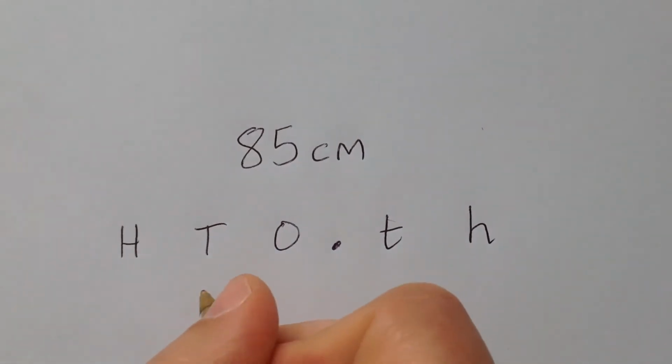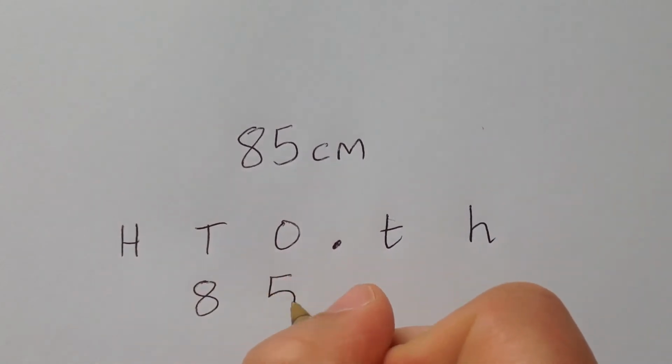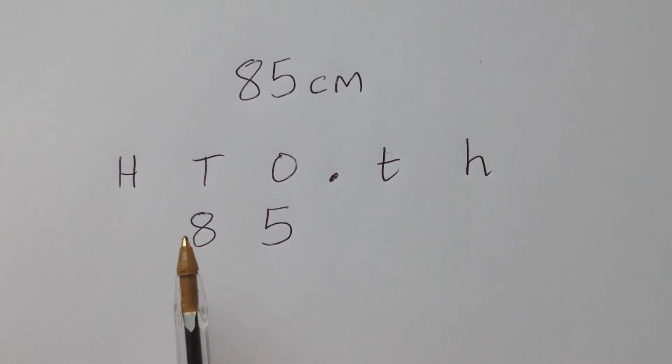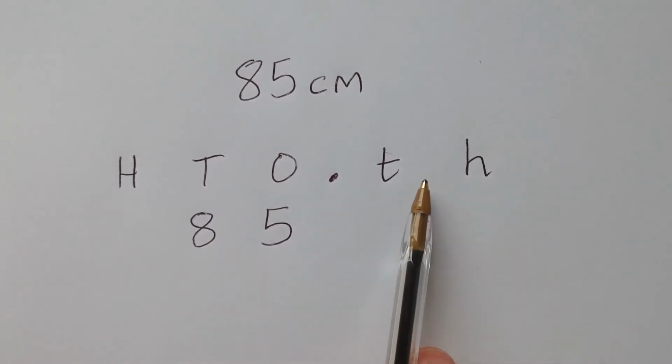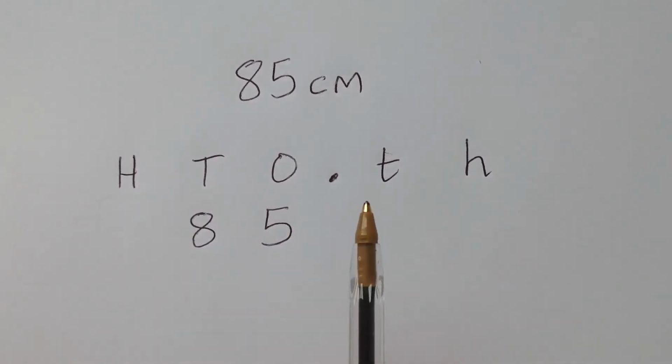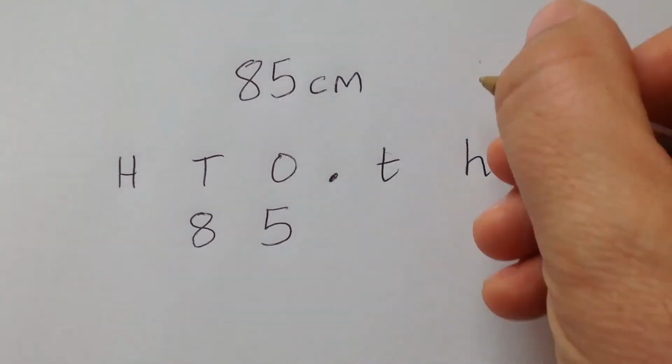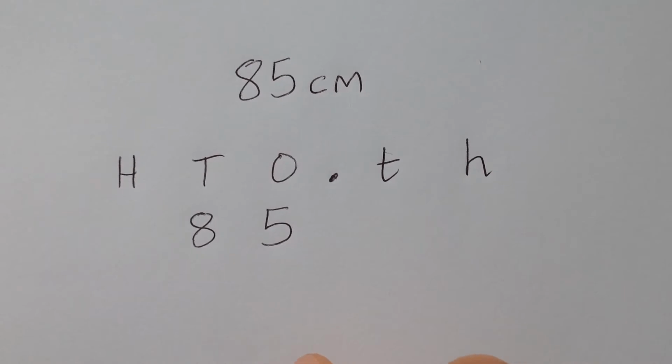And at the moment I've got 85 centimetres. Now I know that there are 100 centimetres in a metre. So to get to metres, I know metres is going to be less. I'm going to have fewer metres than centimetres. So I know I'm going to have to divide.